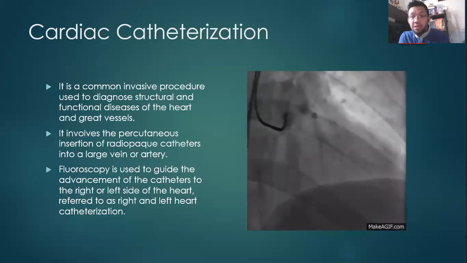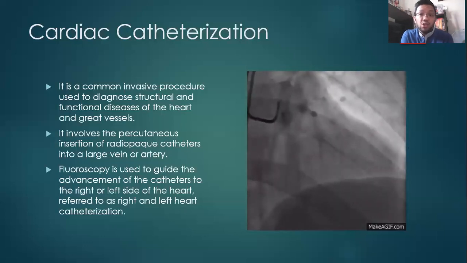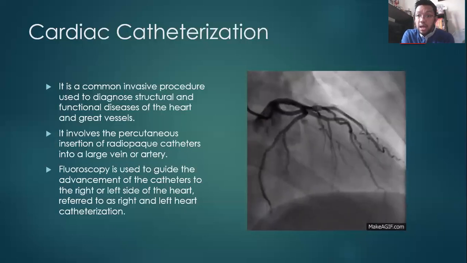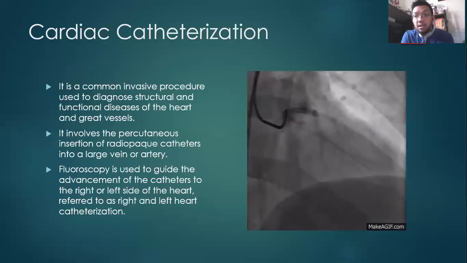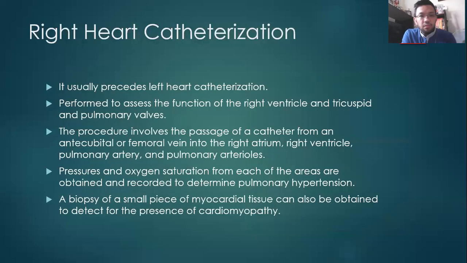So you can see here in this example, what they are doing here is they are injecting a radiopaque dye in order to visualize the blood vessels of the heart. So we start out with right heart catheterization first. It usually precedes left heart catheterization. This is used to assess the function of the right ventricle and the tricuspid and pulmonary valves. The procedure involves the passage of a catheter from an antecubital or femoral vein.